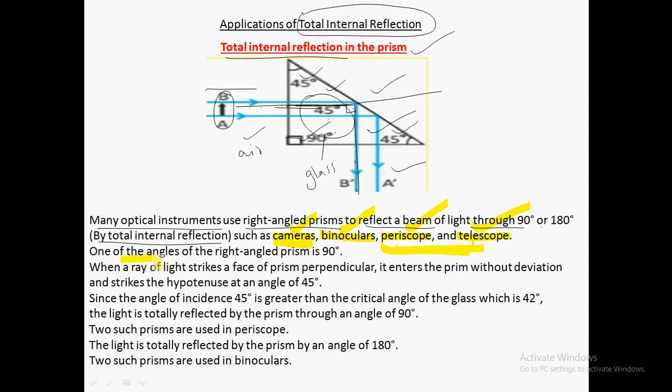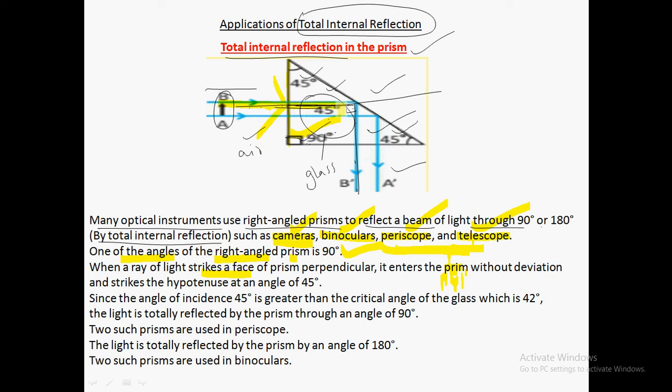One of the angles of the right angle prism is 90 degrees. Here we can see this is 90 degrees. When a ray of light strikes a face of the prism perpendicularly, it enters the prism without deviation. Is it deviating? No, it is not deviating.